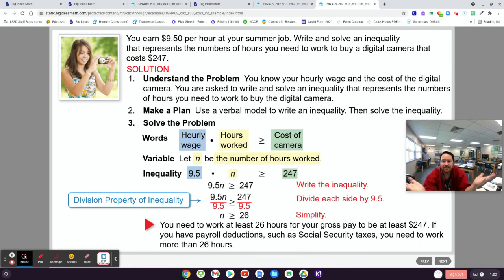All right, so that's it. This is the same as solving equations, except the huge big difference. If you multiply or divide by a negative, you got to flip the alligator sign around. That's the big difference. Don't forget that part.